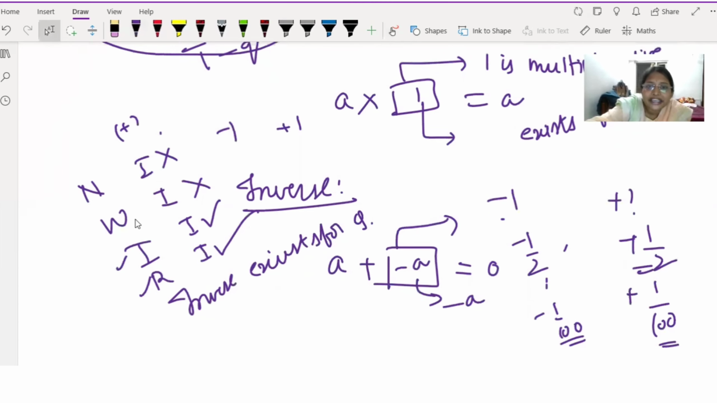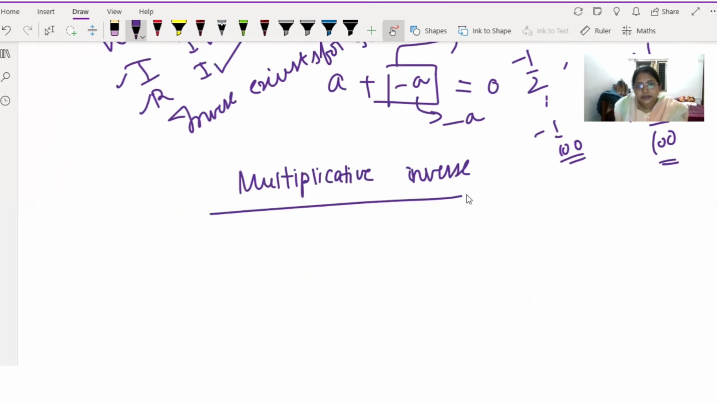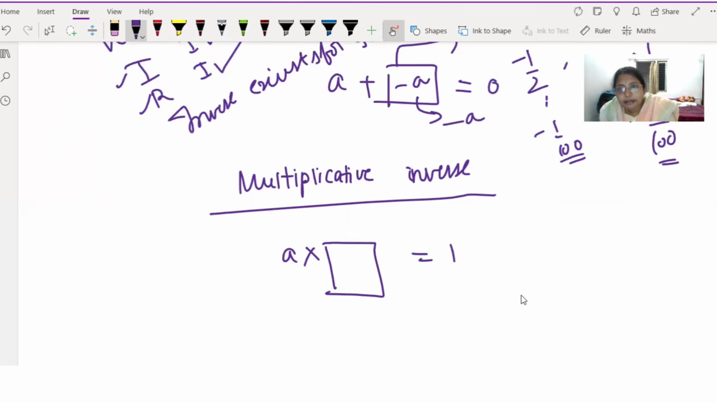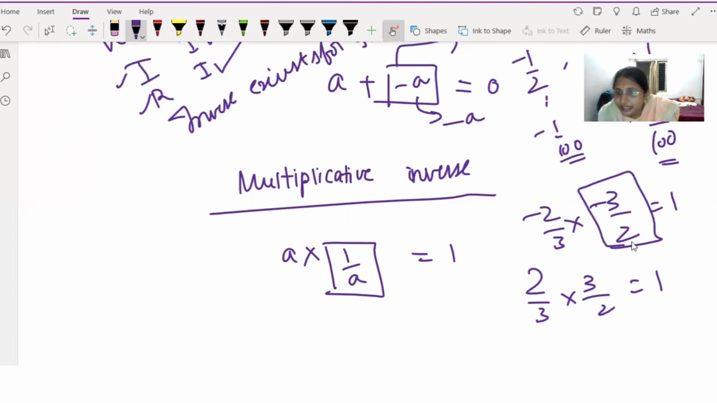Let us discuss multiplicative inverse. For any number, what should be multiplied to get the multiplicative identity? This multiplied number is called the multiplicative inverse. So it's obviously the reciprocal. For a, we have to multiply by 1 by a to get 1. For 2 by 3, we have to multiply by 3 by 2 to get 1. For minus 2 by 3, we have to multiply by minus 3 by 2, without changing the sign, reciprocal the fraction, to get 1. So this is known as multiplicative inverse.